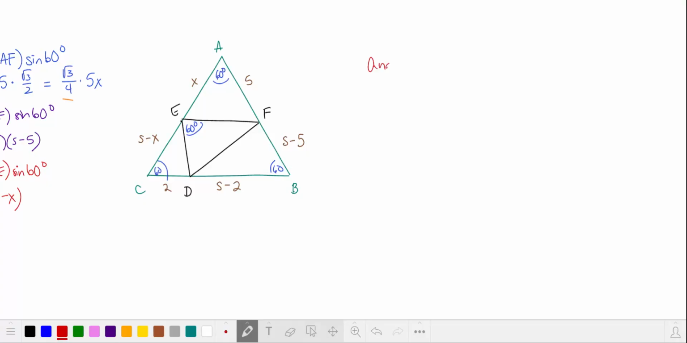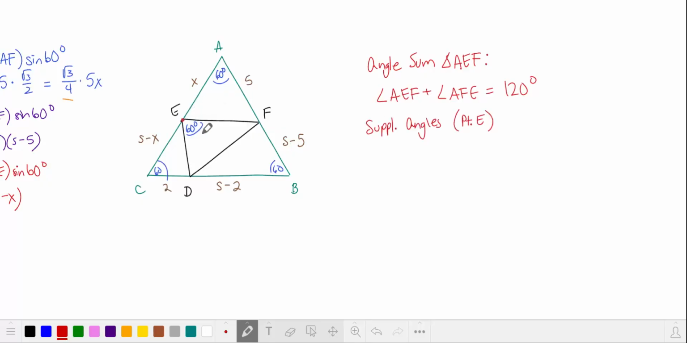From the angle sum of triangle AEF, we have these two lower angles, angle AEF and AFE. They're going to sum to 120 degrees. These three angles around this point E are supplementary with a 60-degree angle in the middle. So we have angle CED and AEF also sum to 120 degrees. We have angle AEF in both of these equations. So we have that angle CED is the same as AFE.